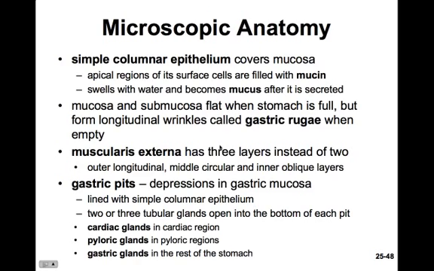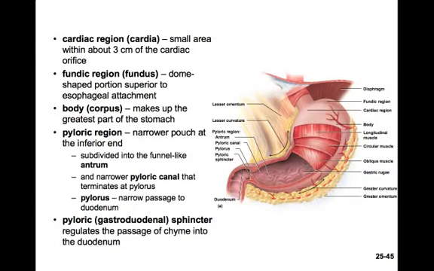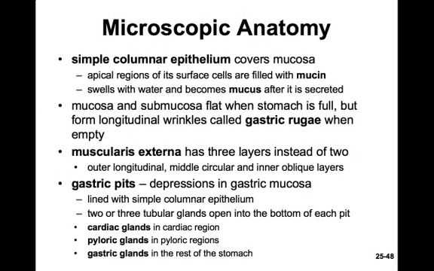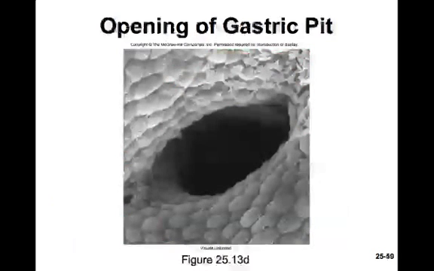The muscularis externa of the stomach has 3 layers instead of 2. There's an outer longitudinal layer. There's a circular layer beneath that. And on the most inner surface, there's the oblique layer of muscle. There are gastric pits, which are little depressions all over the gastric mucosa. The gastric pits are lined with simple columnar epithelium, and they have 2 or 3 tubular glands that open into the bottom of each pit.